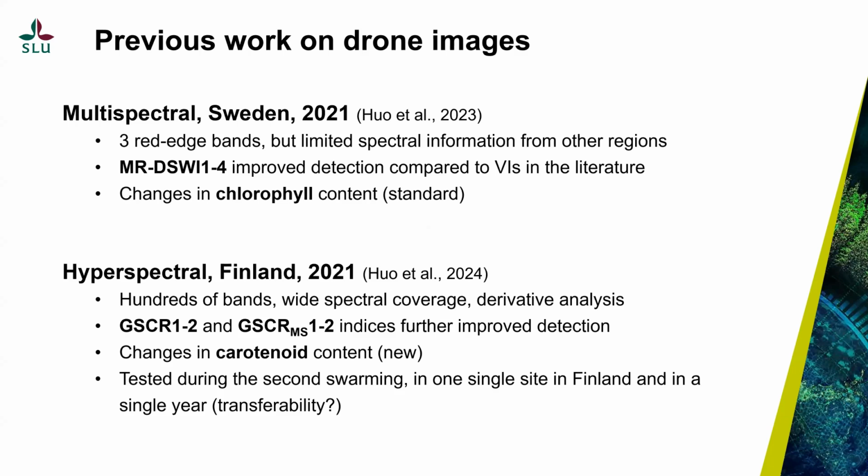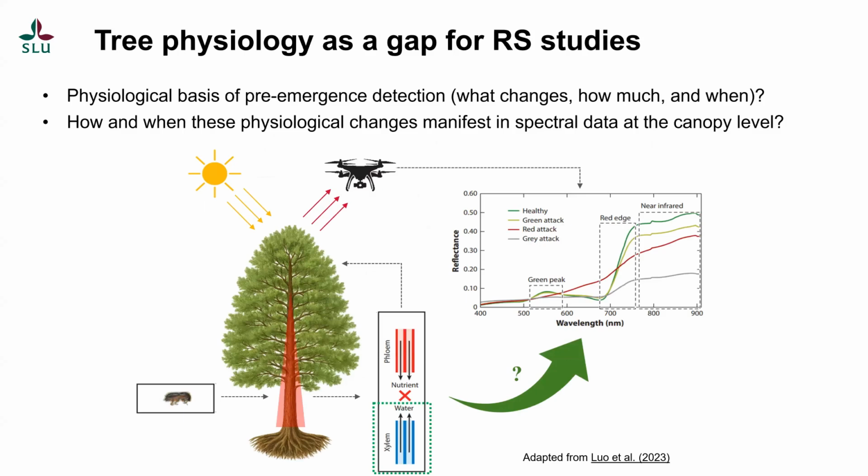And contrary to what has been done in the past, these are indices that are more related to the carotenoid contents of the needles. But there are some limitations in this study that need to be further tested, because the data was collected during the second swarming of the bark beetle and only applies to one single site in Finland and one single year. And we'd like to validate this also with further experiments.